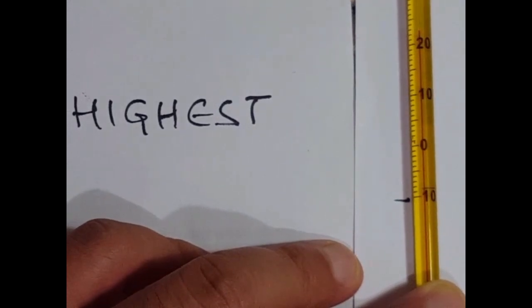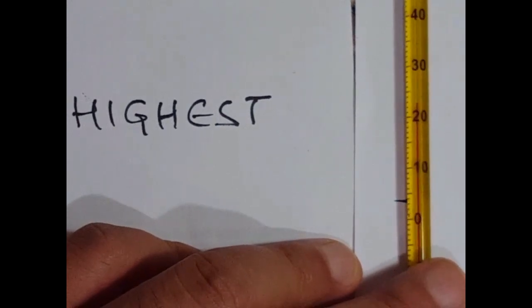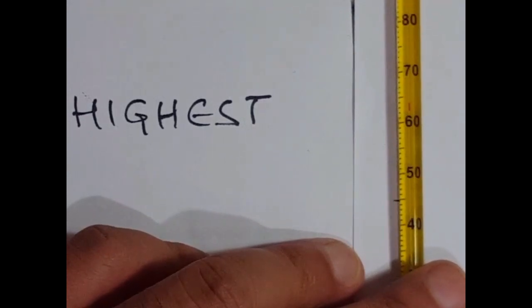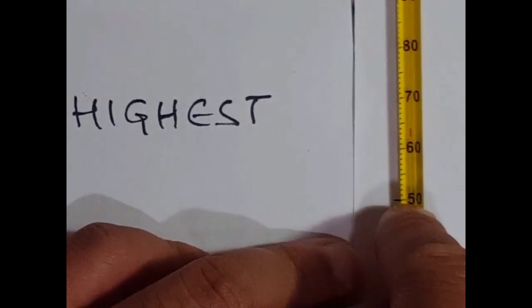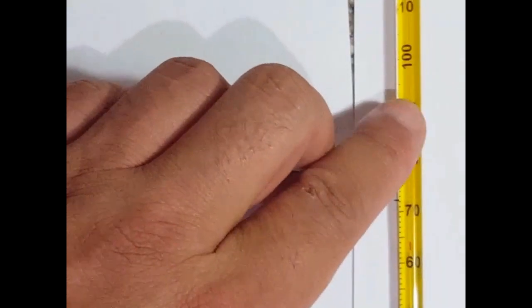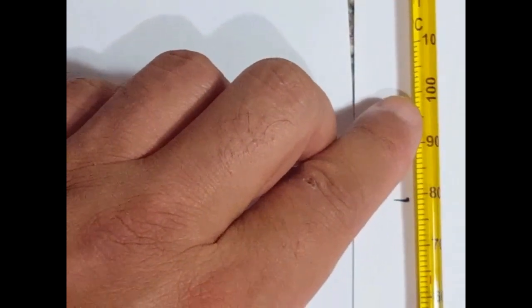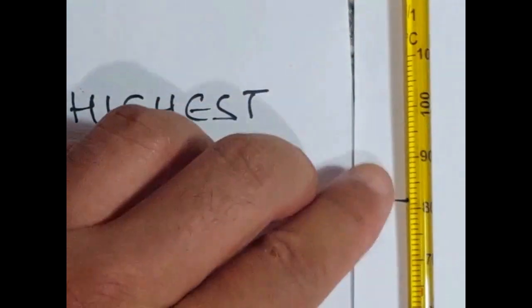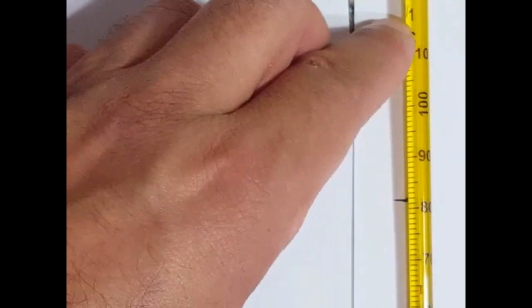And what is the highest value that this thermometer can measure? Let us move up. So I'm going to scroll down. I'm going to move down the thermometer and we'll find out what is the highest temperature value it can measure. So here is 50 degrees and then 60 and then 70, 80, 90 and eventually we reach 100 degrees Celsius. See the unit on the top? So this 100 is here, 100 degrees Celsius.